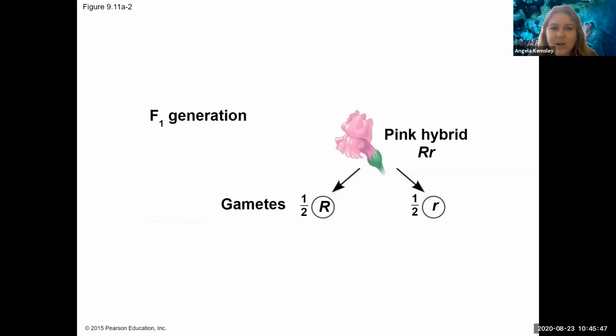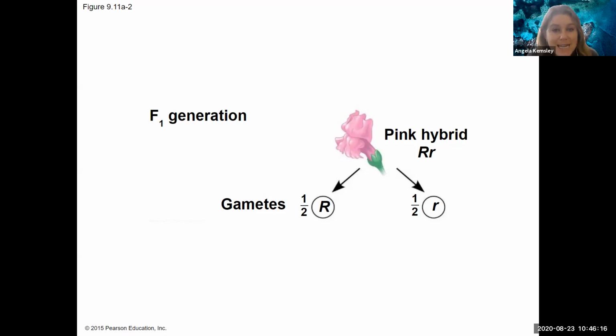So a red flower and a white flower makes a pink flower. That is incomplete dominance. Notice that this pink flower is heterozygous. So it still has the big R, it still has the little r, so the big R for red, the little r for white, it still has those alleles. But when it is heterozygous, when it has both the big R and the little r, the phenotype actually displays as something in between. That is incomplete dominance.